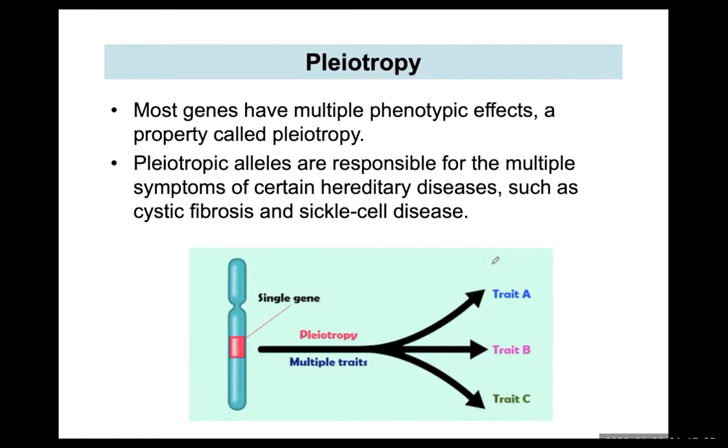Now, pleiotropy is most genes have multiple phenotypic effect, a property called pleiotropy. That means so far one gene shows one kind of phenotype, but most genes are involved in multiple phenotypes. So pleiotropic alleles are responsible for the multiple symptoms of a certain hereditary disease, such as cystic fibrosis or sickle cell anemia, sickle cell disease. So this single gene affects some cascade following multiple phenotypic effects. We call that phenomenon pleiotropy. Hope you know about the meaning of pleiotropy.